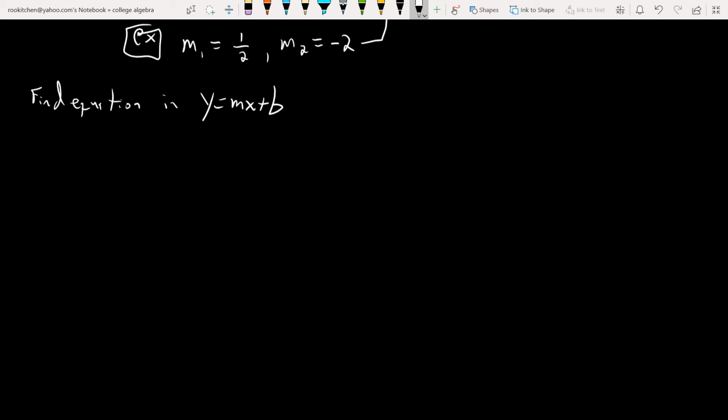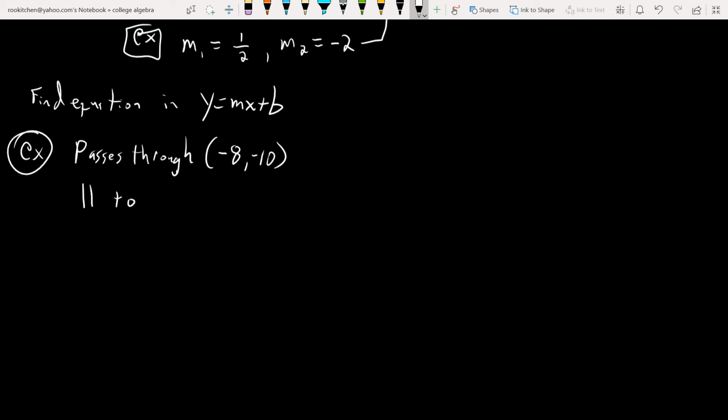Okay, my pen isn't working. There we go. Okay, so the line we want passes through the point -8, -10, and it's parallel to the line y equals -4x plus 3.